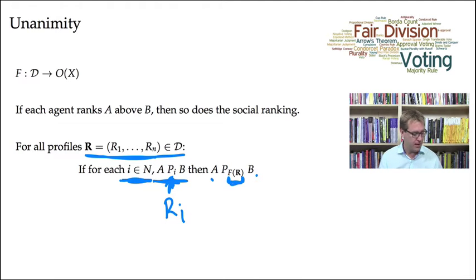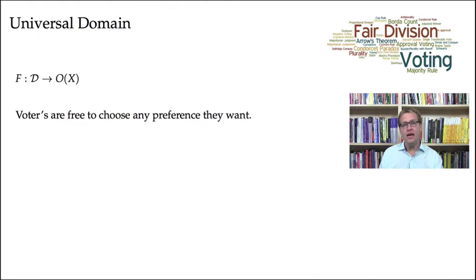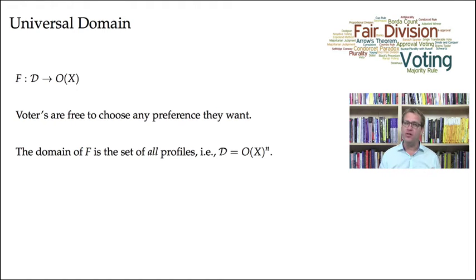So that's unanimity. The second natural assumption is that there is no restriction on the set of profiles. Voters are free to choose any ordering, any preference, any way of ranking the candidates that they want. Formally, what this means is that the domain of the social welfare function is the set O of X to the n, the set of all possible profiles over the set of alternatives X. There's no restriction.